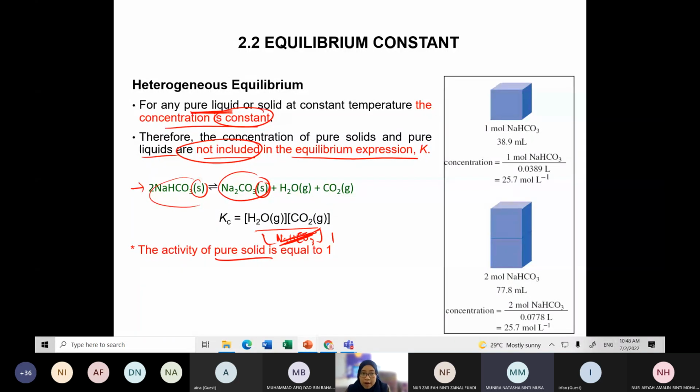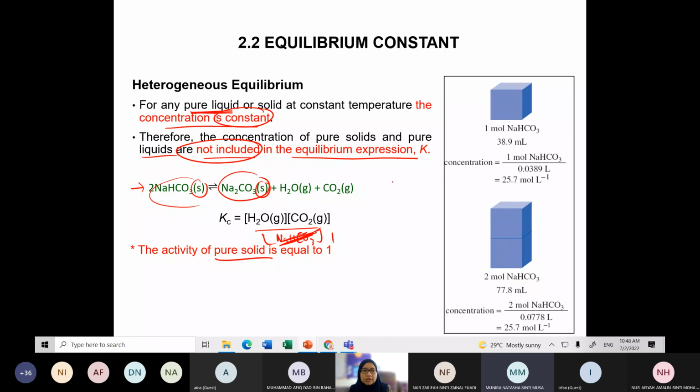Okay, so that's the reason why solid lah. Okay, liquid kita dah faham. Dia kalau dia pure, purity dia 100%, we don't have concentration to describe liquid because it is 100% pure. Okay, alright. So how about solid? How do you measure the concentration of solid? Can we measure the concentration of solid?